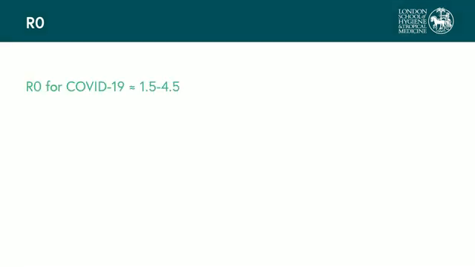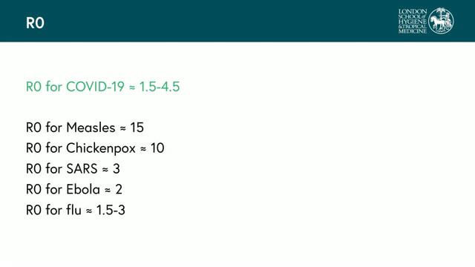So how does COVID-19 compare to other infectious diseases? The R0 is much lower than for infections which are known to transmit particularly easily, such as measles and chickenpox. It's in a similar range to SARS, Ebola, and seasonal influenza.